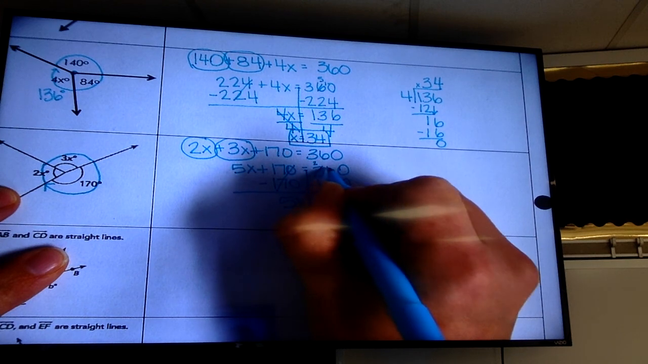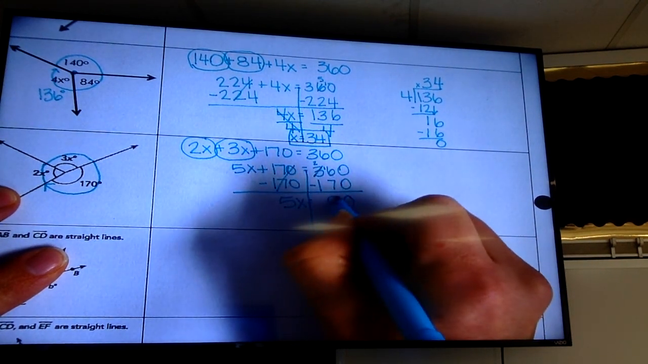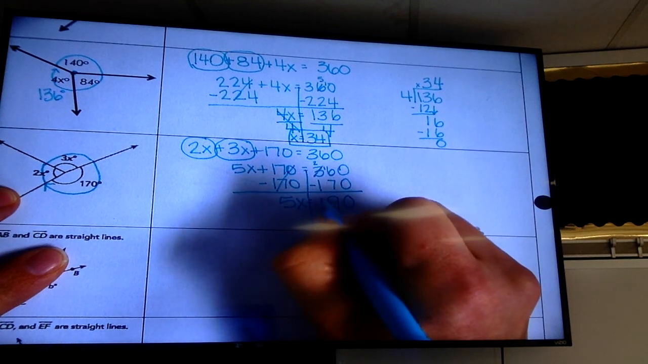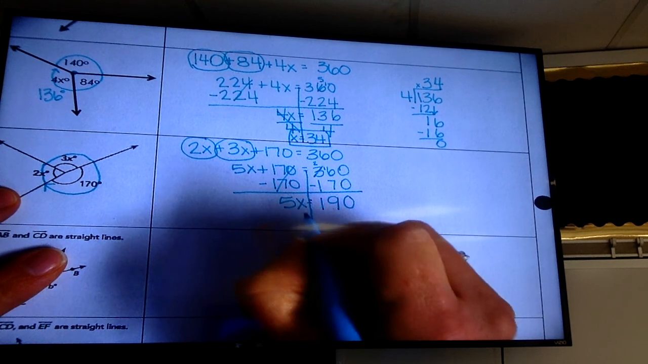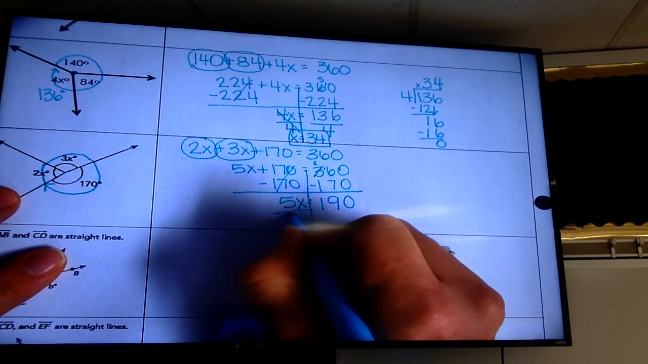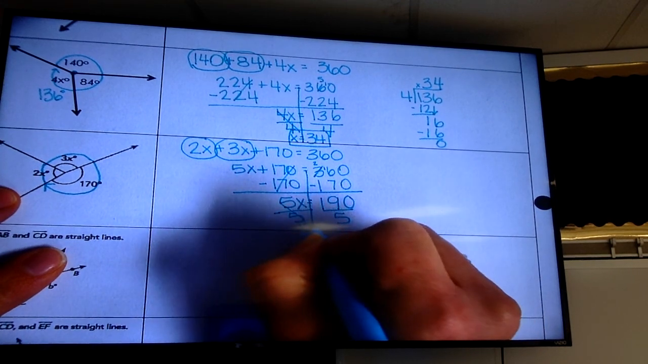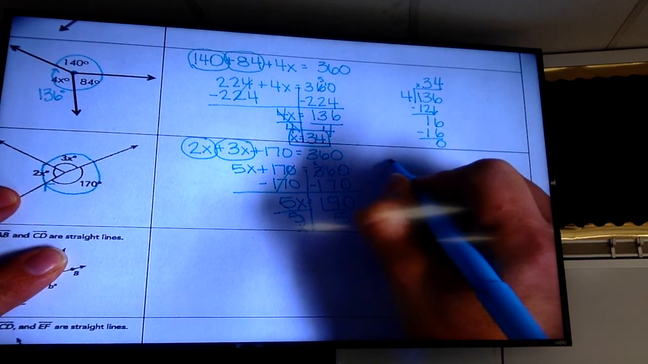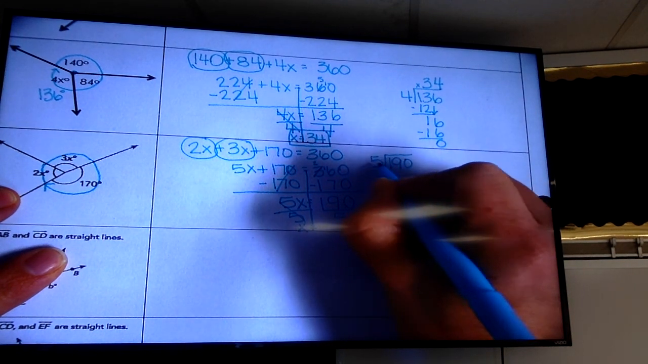And then on the other side, I'm going to borrow a little bit. So 0 minus 0 is 0. 16 minus 7 is 9. And 2 minus 1 is 1. So I know 5x equals 190 degrees, but I need to solve for x. The 5 and the x are being multiplied, and the opposite of multiplication is division. So I'm going to come up with x equals 190 divided by 5.